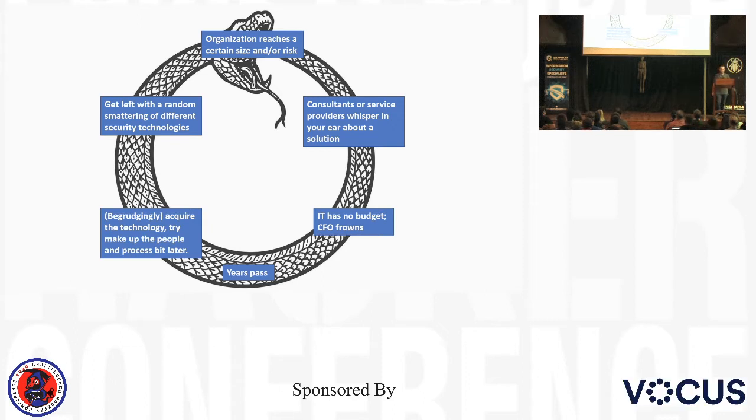Consultants or service providers start to whisper in your ears about a solution, and in all likelihood you don't have any money. Then after some time, often years, you will get some budget and you'll acquire the technology, almost certainly skipping over the people and the processes bit, and you're going to end up feeling dissatisfied and starting the cycle again. This loop exists because organizations grow organically.